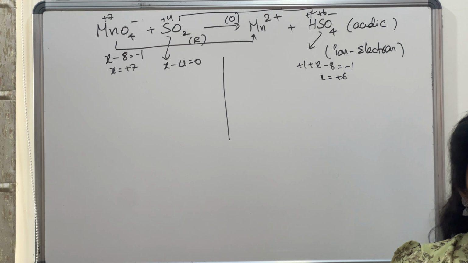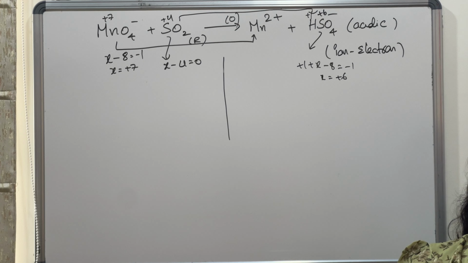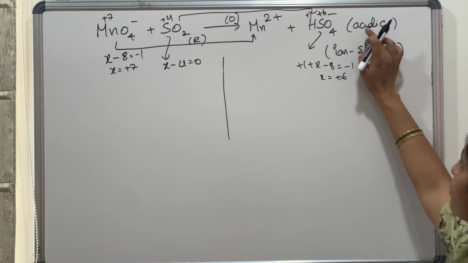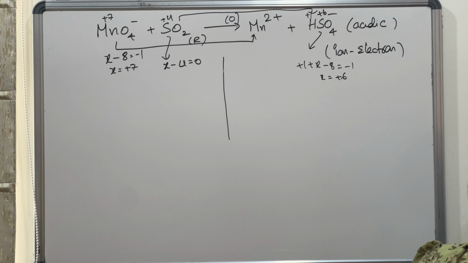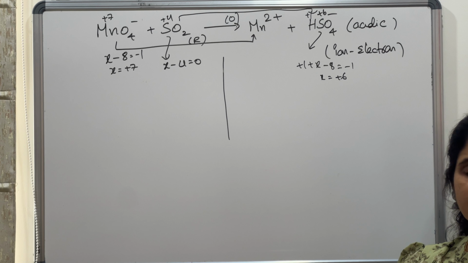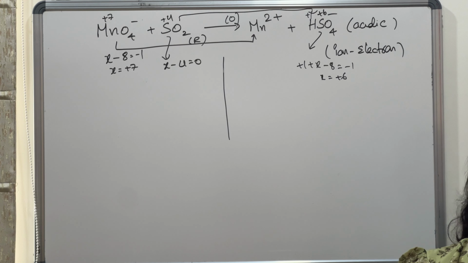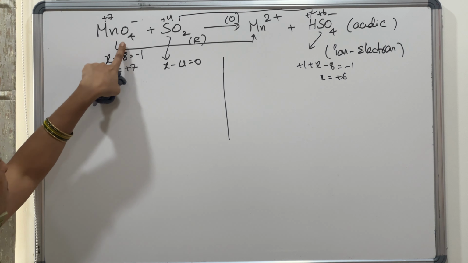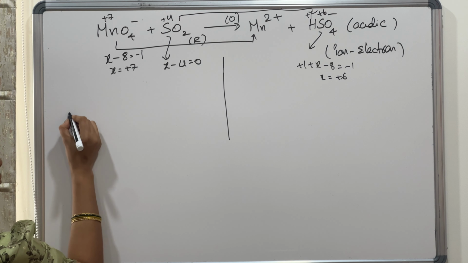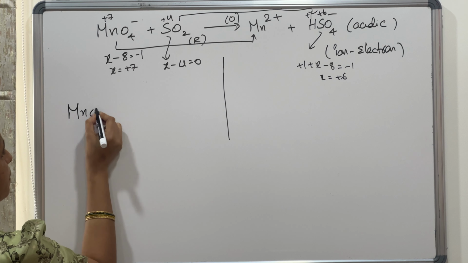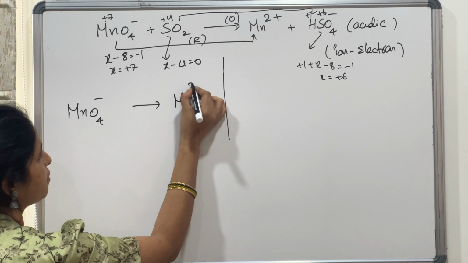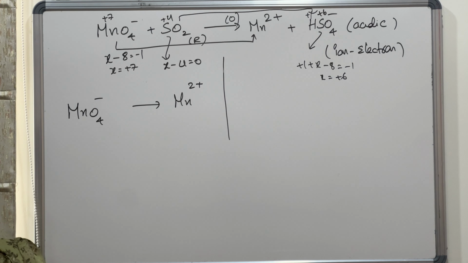Now you have identified which one is undergoing oxidation and which one is undergoing reduction. I told you, it is the ion electron method, and here we are balancing it in an acidic medium. In the next video, I'll tell you how to balance in a basic medium. So now first write this MnO4. The first part you write is MnO4 minus going to Mn plus 2. The part which is undergoing reduction we have written.